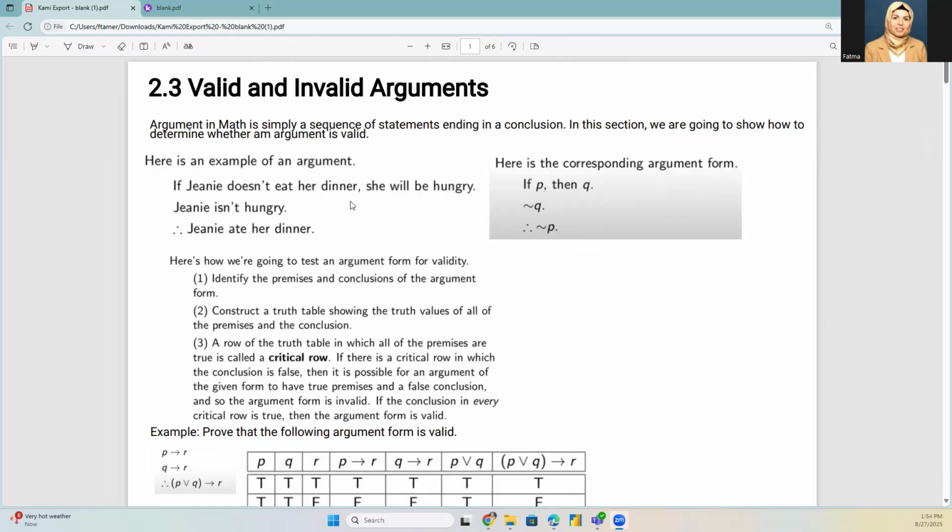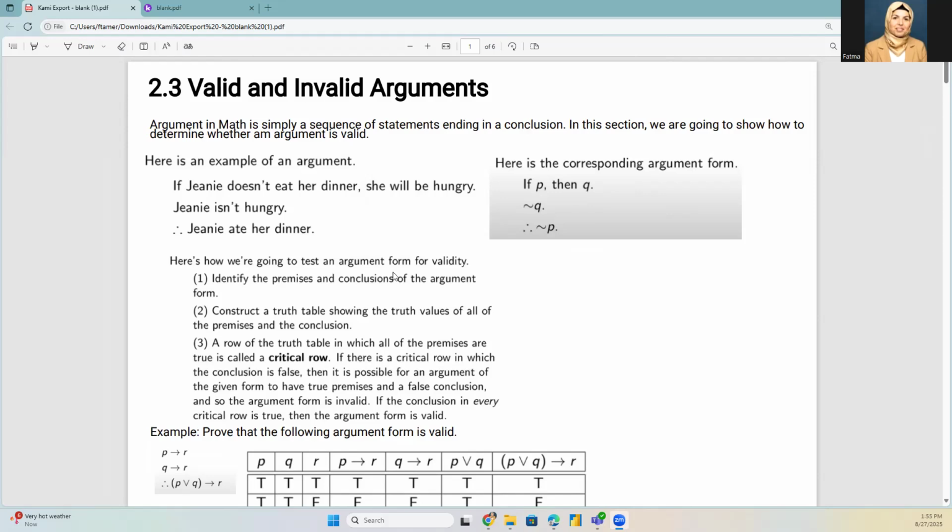Here is an example of an argument. If Jenny doesn't eat her dinner, she will be hungry. Jenny isn't hungry, therefore Jenny ate her dinner. Later on, we're going to prove whether this is a valid argument or not. If we change these sentences to P and Q form: if Jenny doesn't eat her dinner is P, then Q. So if P, then Q. The second premise is not Q, so Jenny is not hungry. Therefore, Jenny ate her dinner, which is the opposite of the first premise.